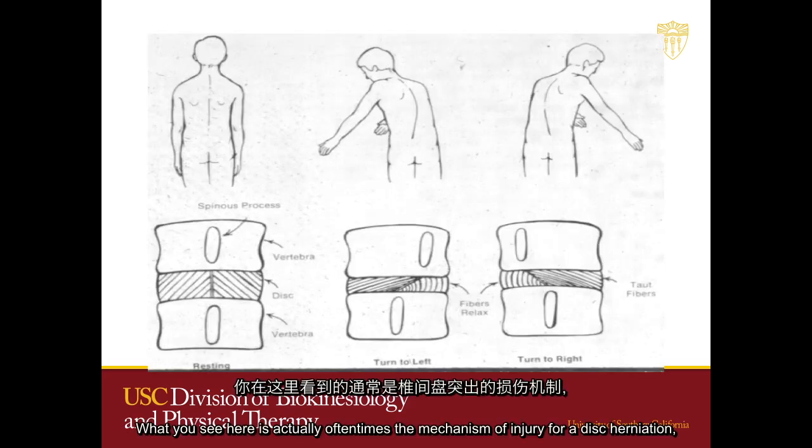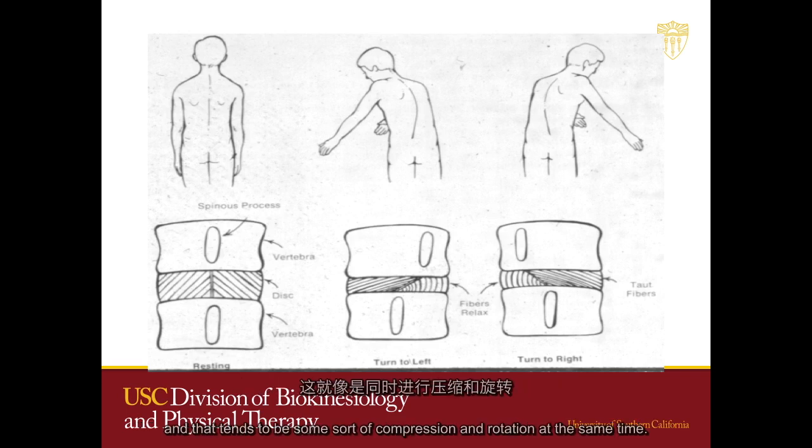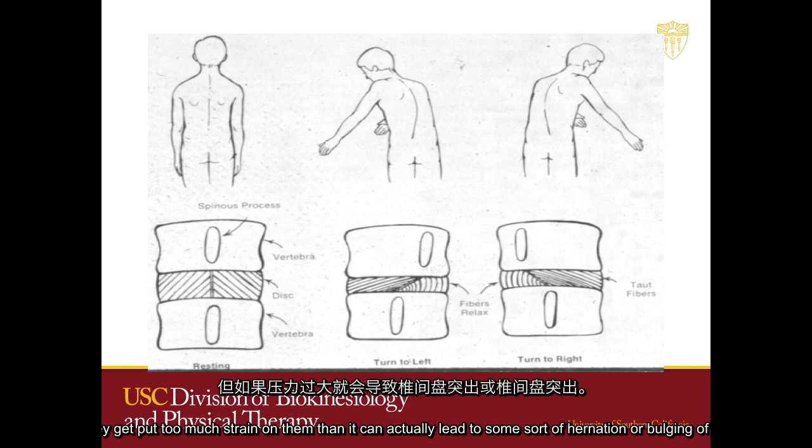What you see here is actually oftentimes the mechanism of injury for a disc herniation, and that tends to be some sort of compression and rotation at the same time. So those annular fibers allow for rotation, but if too much strain is put on them, it can actually lead to some sort of herniation or bulging of the disc.